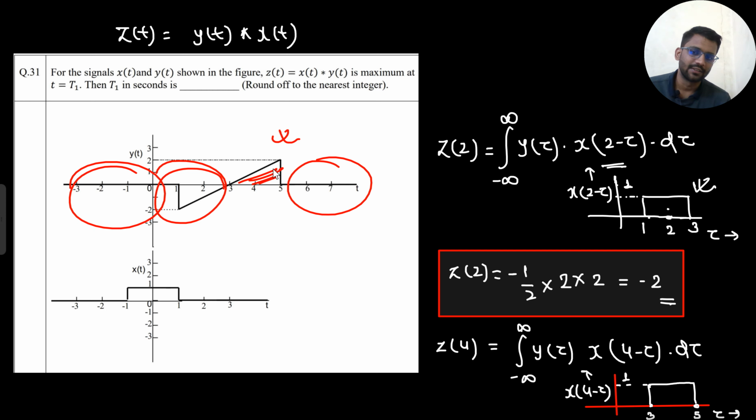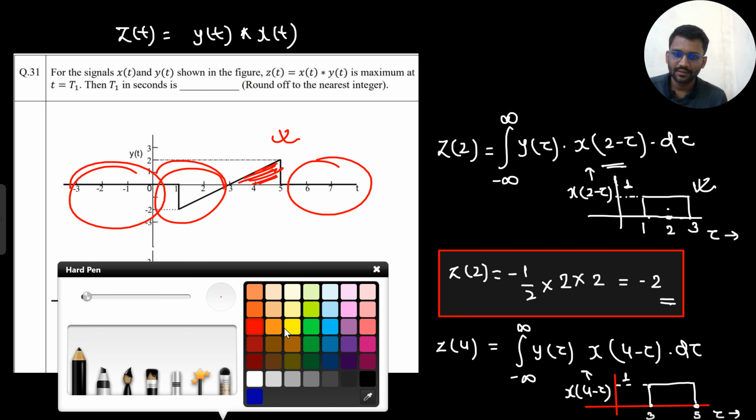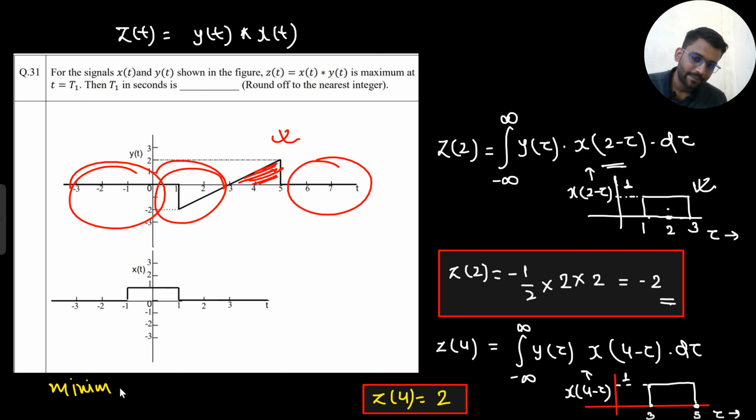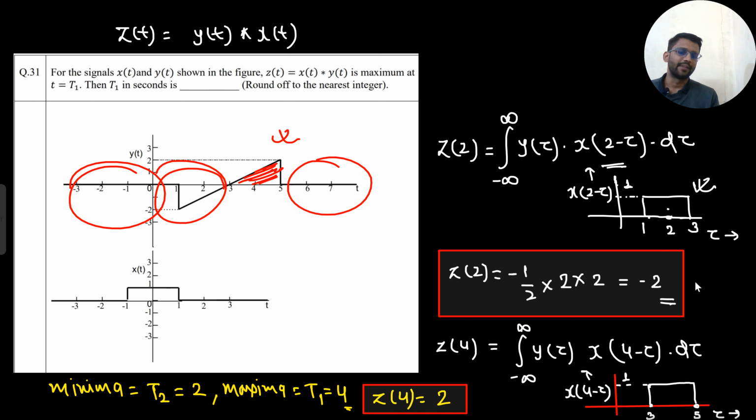So what is the area of this? Your z of 4 is coming out to be the area of this, which is half base into height. So it will be 2 only. So at t equals 2 you are having the minimum value and at t equals 4 you are having the maximum value. Your minima, that was your t2, is 2, and your maxima, that was your t1, is 4. And the values we also know: the maximum value is 2 and the minimum value is minus 2.